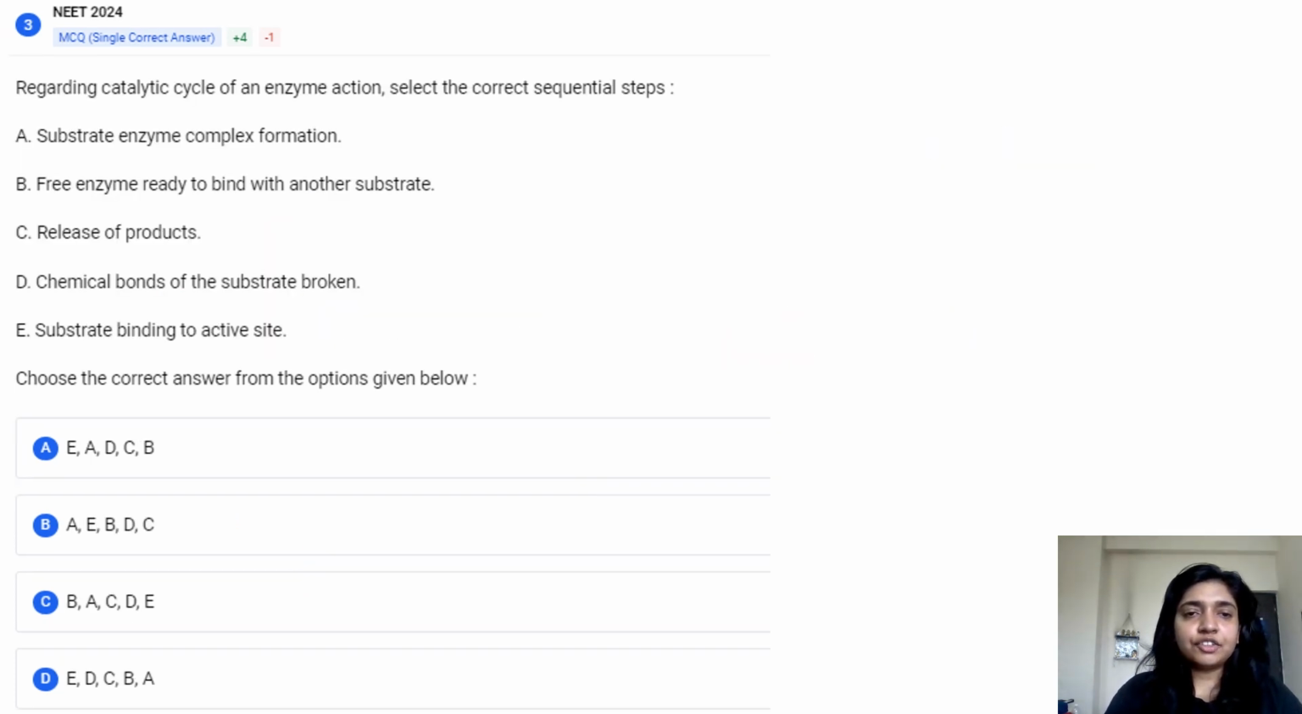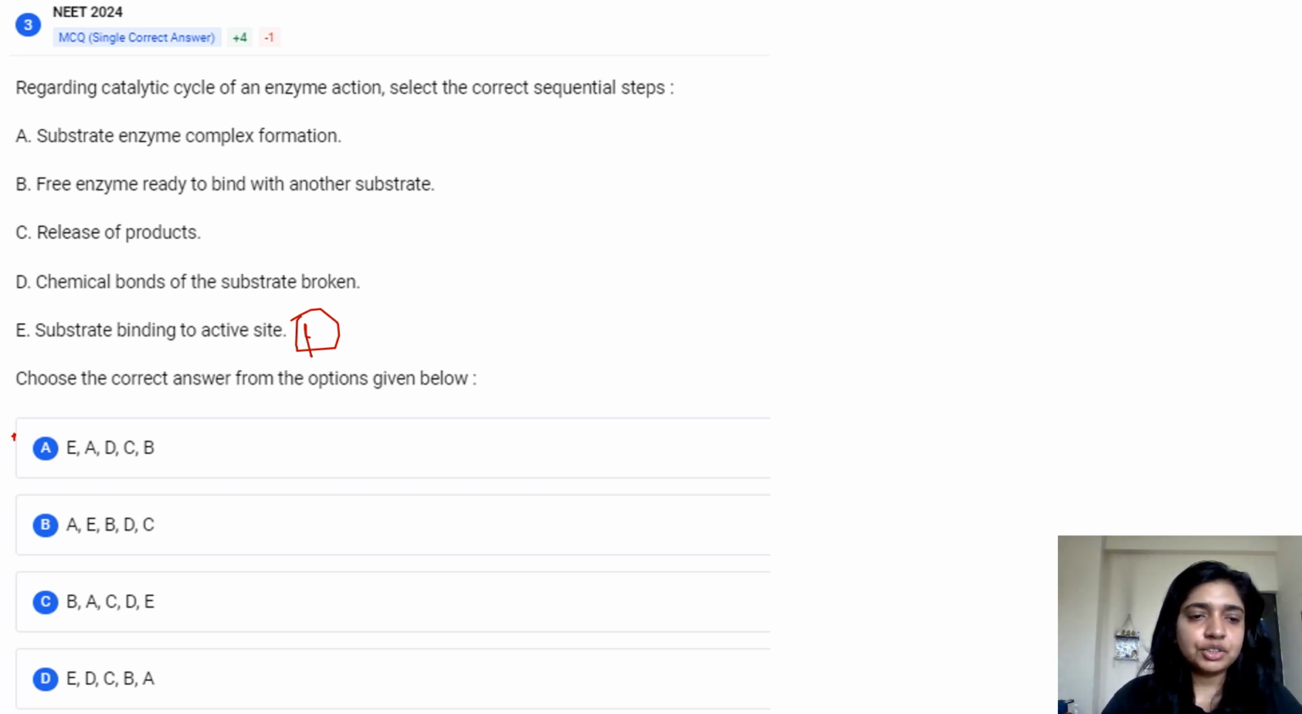Regarding the catalytic cycle of an enzyme action, select the sequential steps. So we have to arrange the steps of enzyme catalysis. So the first one would be substrate binding to active site. After the substrate binds to the active site, then so first would be E.